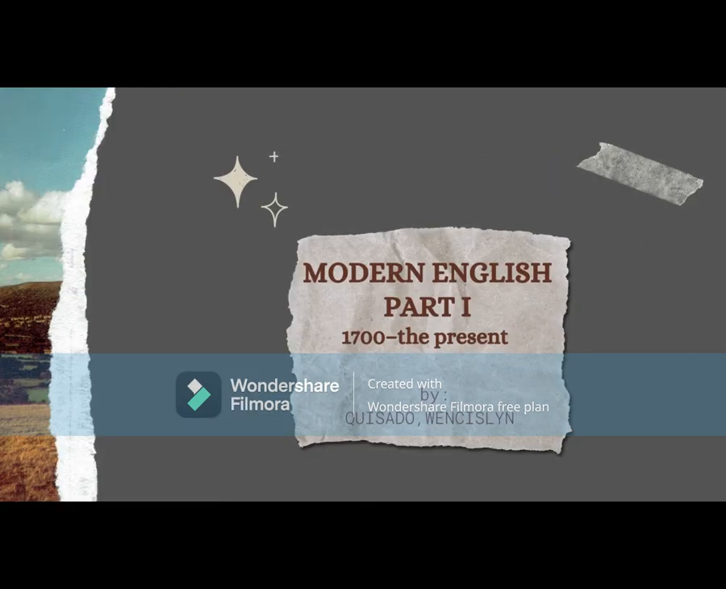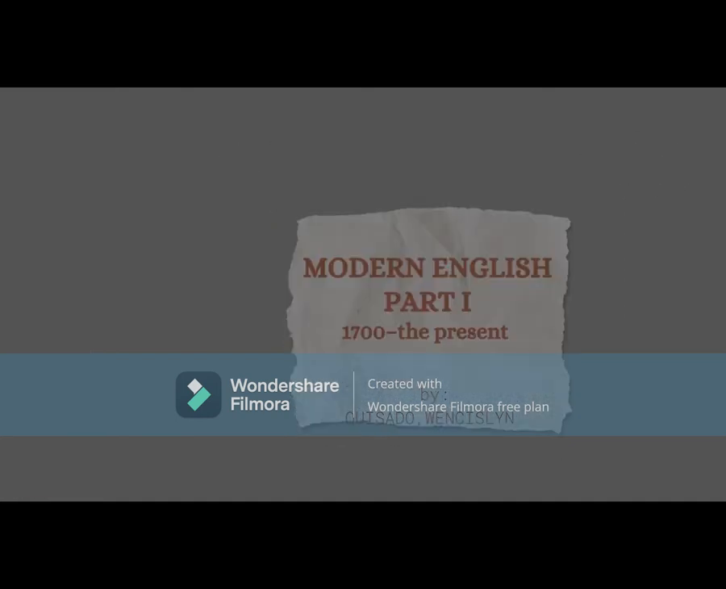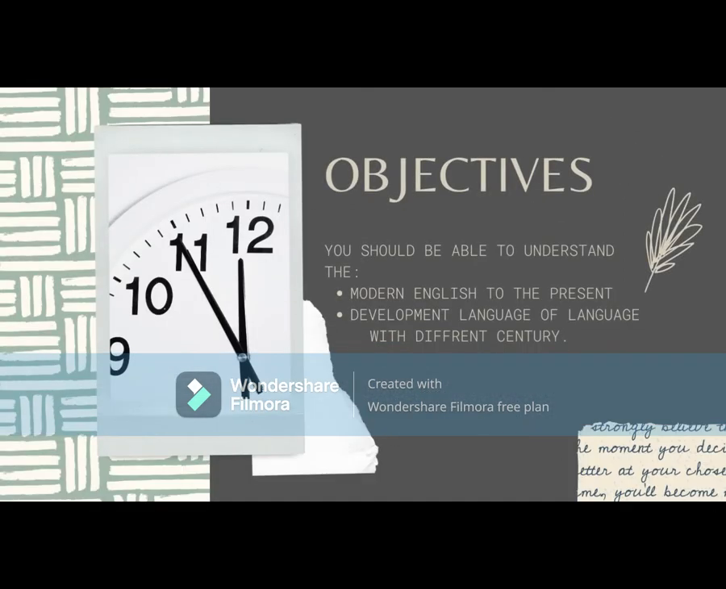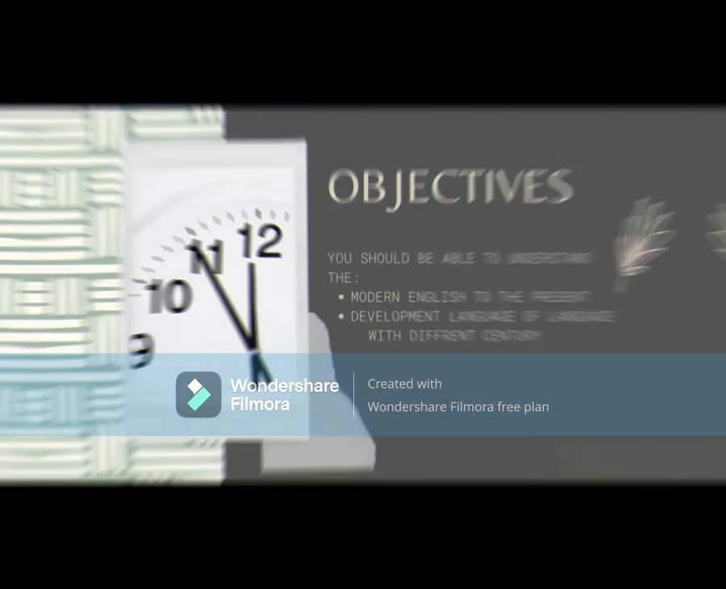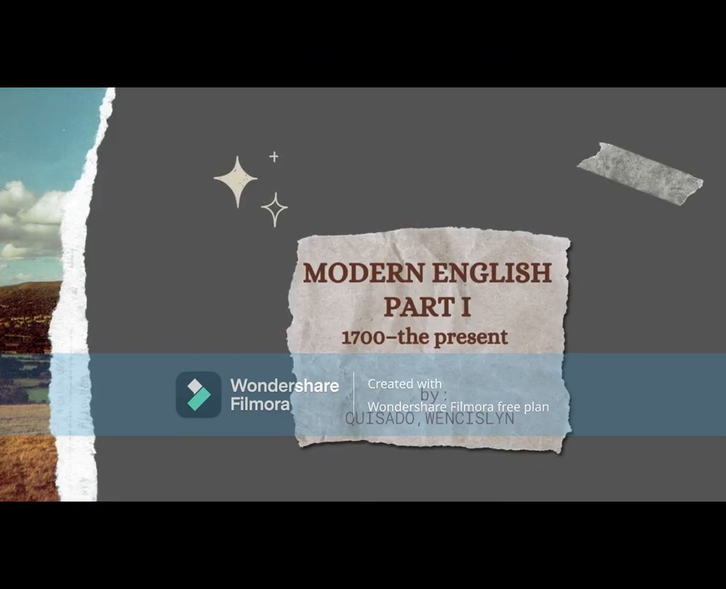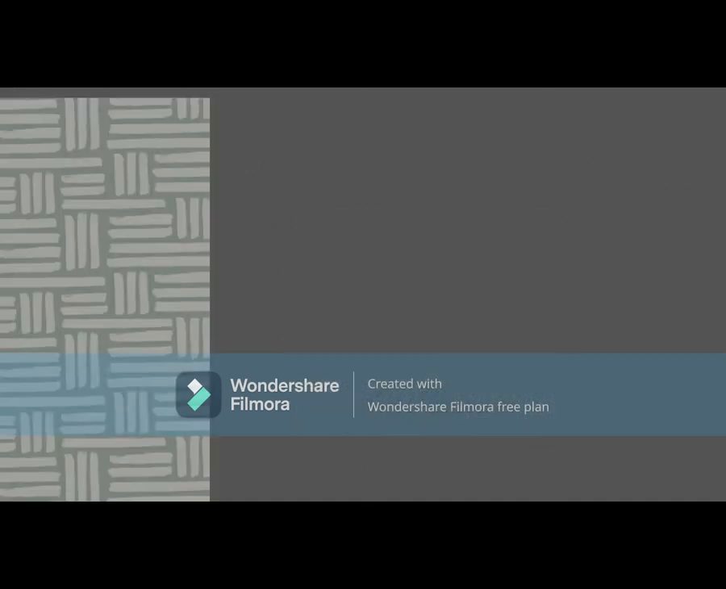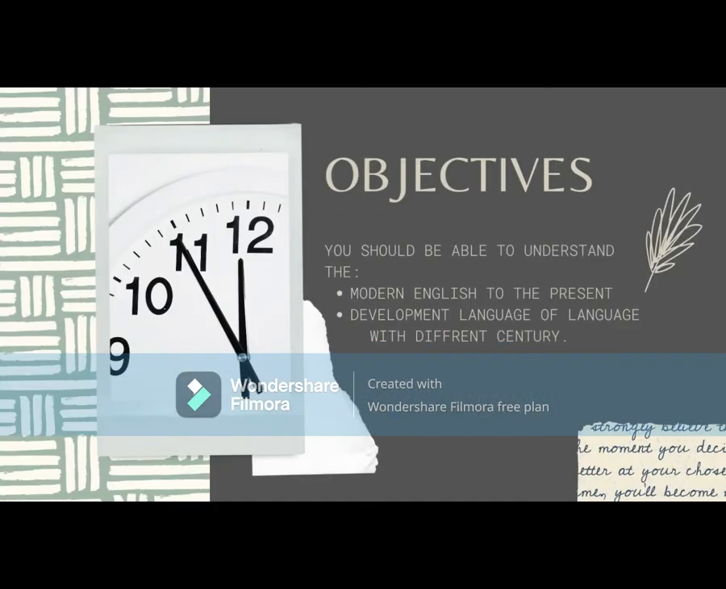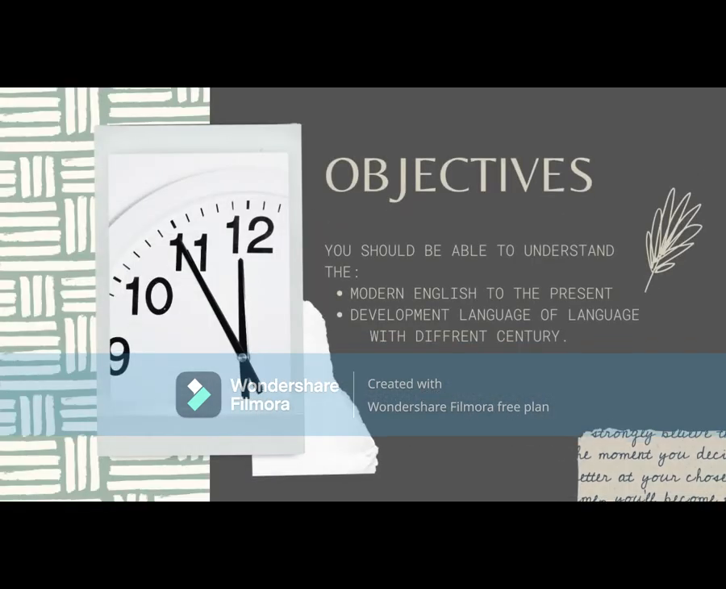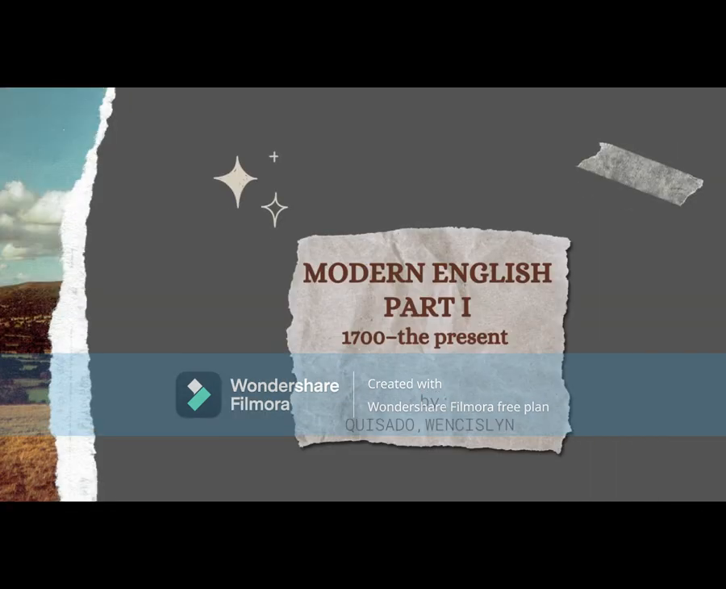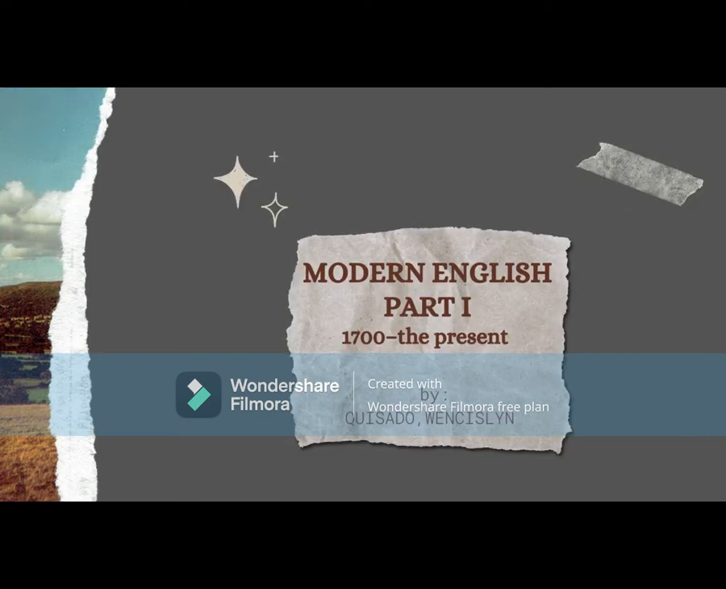So, first, let's have our title. Our topic for this discussion this morning is Modern English Part 1. But first, of course, let's have our objectives. So at the end of this lesson, you should be able to understand the modern English to the present development of language with different century and each spelling and sounds. So again, our title for this discussion this morning is Modern English Part 1.